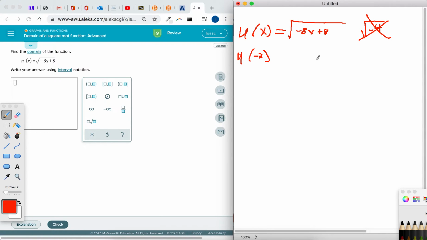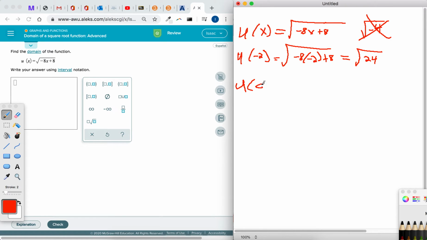So if you plug in -2 for x, this is going to give you the square root of -8 times -2 is 16, 16 plus 8, that gives you 24. Negative times negative makes a positive there. That's okay. That's good. We're not taking the square root of a negative number.